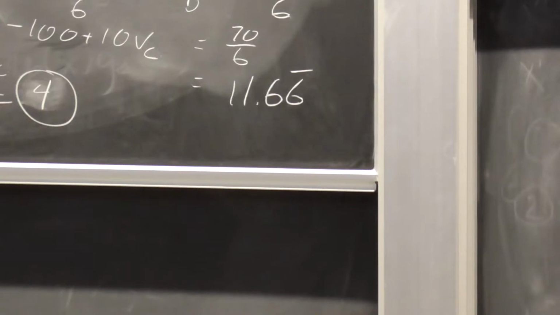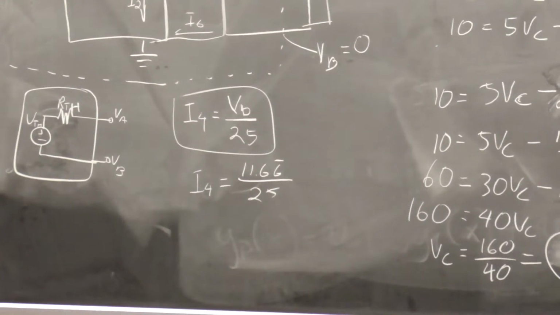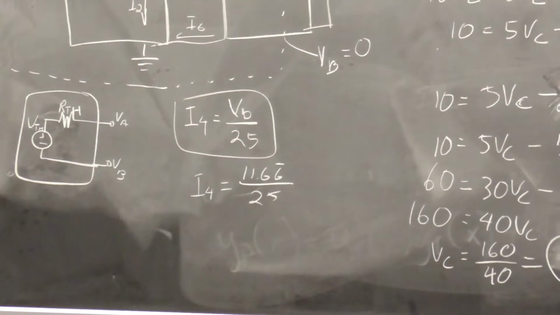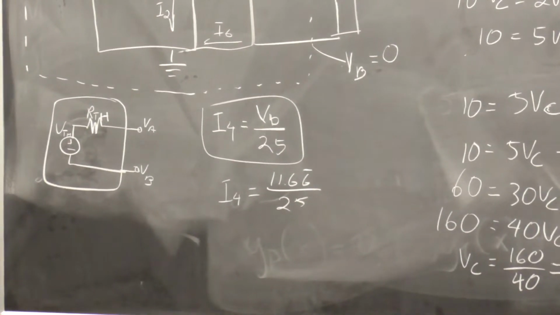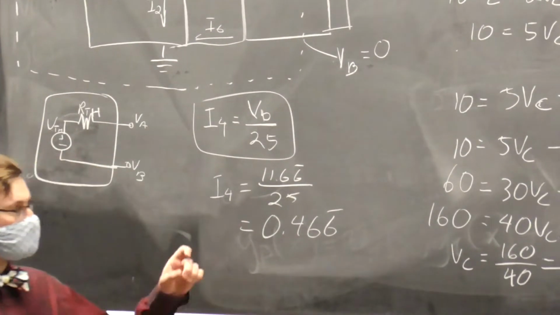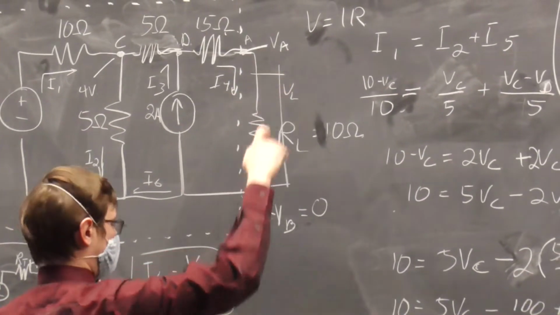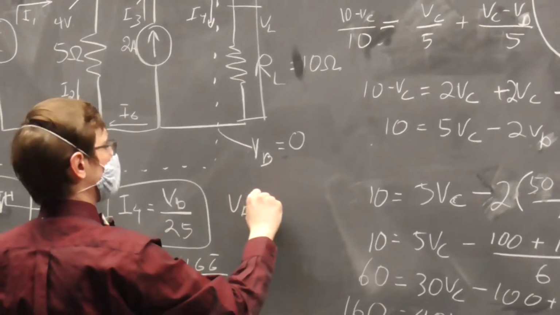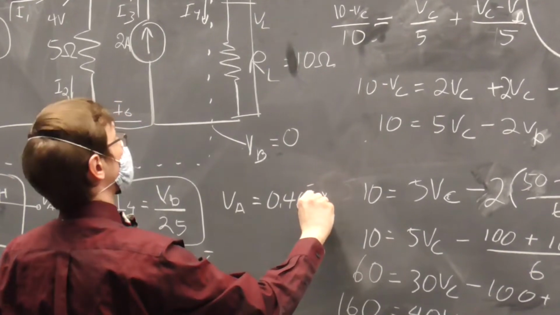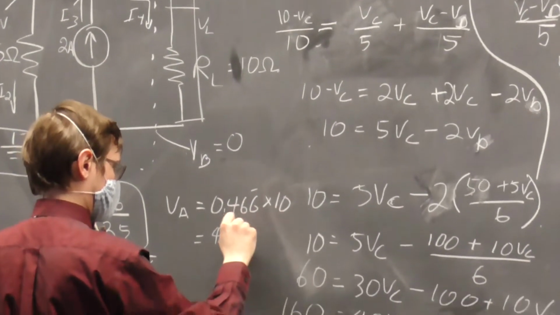So we can take that here. I4 is equal to 11.66, etc. divided by 25. So just divide that guy by 25. Bing, bang, boom. 0.466, etc. So now we can calculate what VA is, because VA, of course, is equal to 0.466, etc., multiplied by the value of the resistor 10, which of course is 4.66, etc.